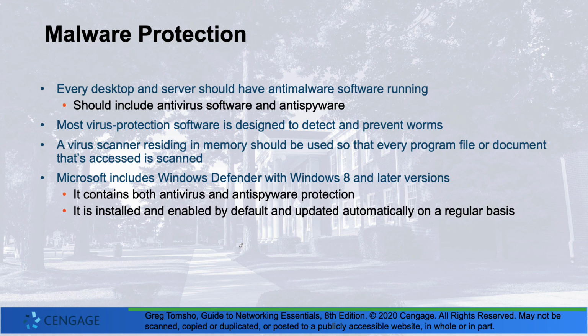Every desktop and server should have anti-malware or antivirus running. It should include antivirus and anti-spyware. Most virus protection software is designed to detect and prevent worms. So it scans the file system, but it also scans the memory to look for worms. A virus scanner residing in memory should be used so that every program or file document that's accessed is scanned. So when you open a file, it should scan it when you access it. Microsoft includes Windows Defender with Windows 8 and later versions. It contains antivirus and anti-spyware. It's installed and enabled by default and automatically updated on a regular basis.